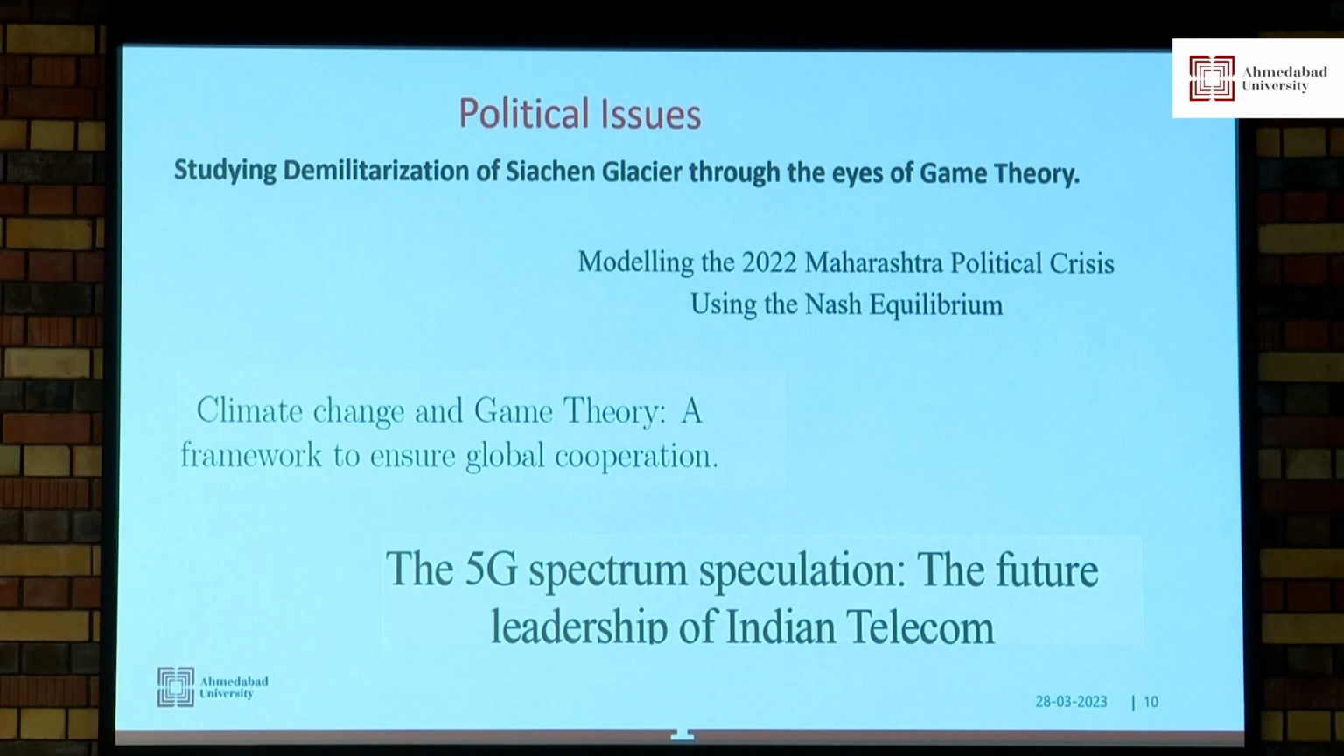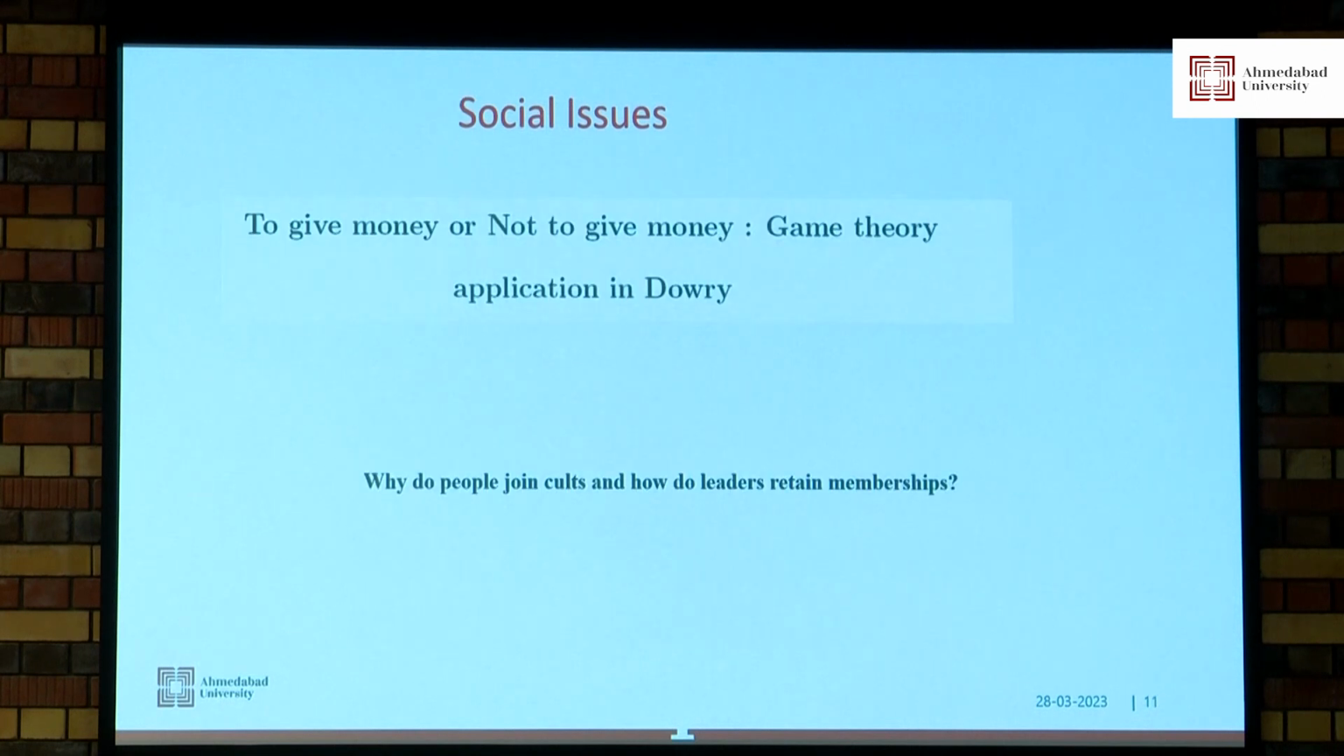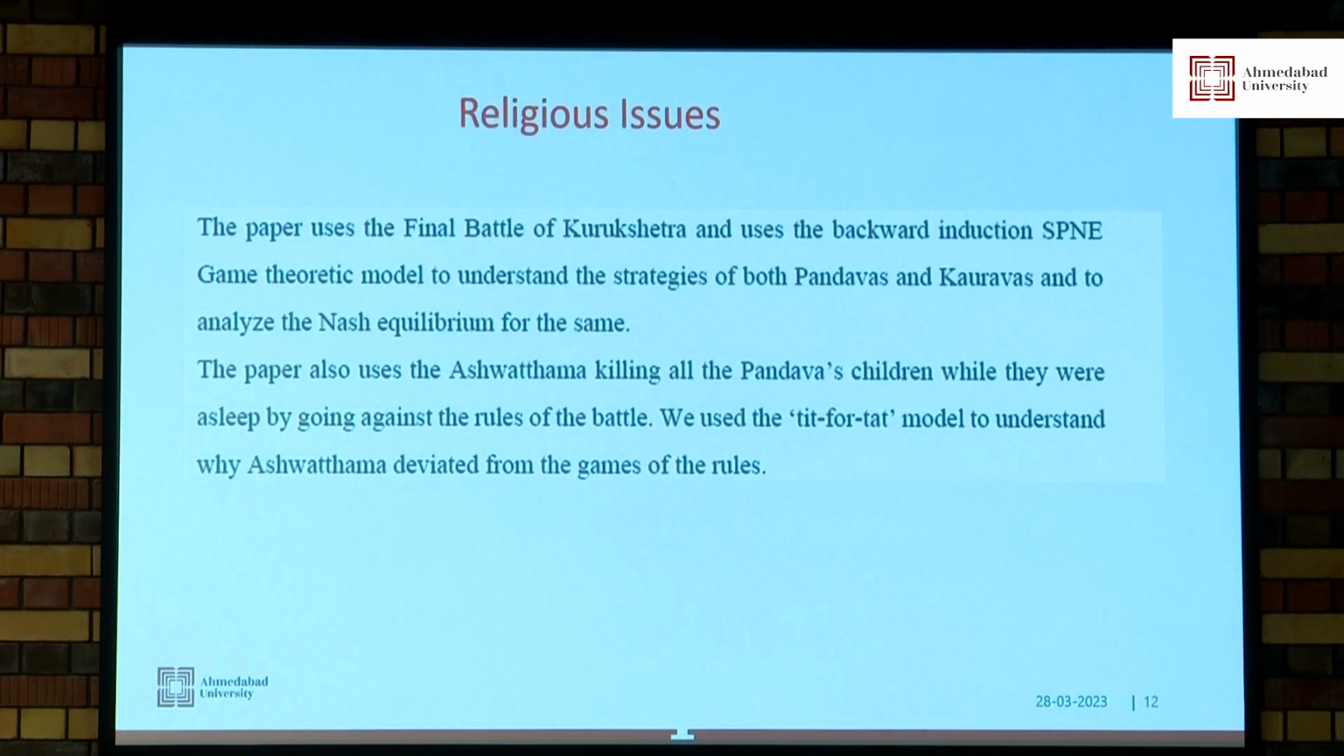Political issues have also been analyzed by students, such as the Maharashtra political crisis of 2022, the demilitarization of the Siachen Glacier, climate change, as well as the 5G spectrum issue. Social issues such as dowry have been understood using a bargaining model, as well as what incentivizes individuals to join cults and how do leaders retain their memberships. Some students have been very creative and have applied game theory to religious issues, such as in the Mahabharata.